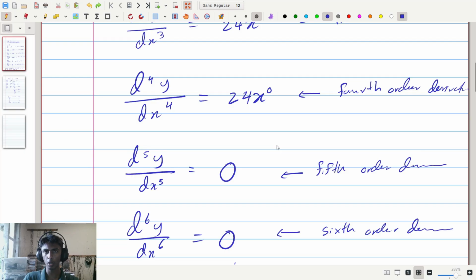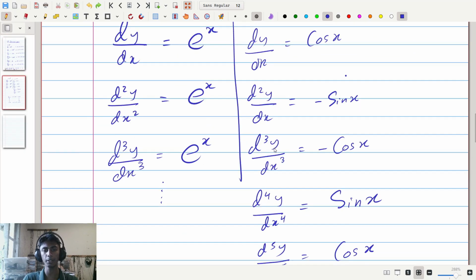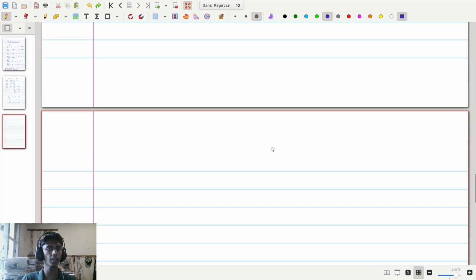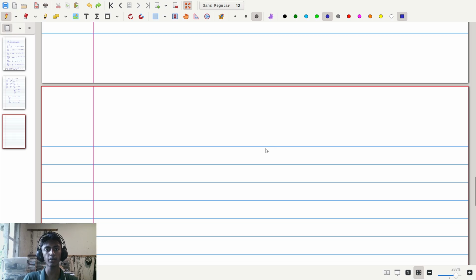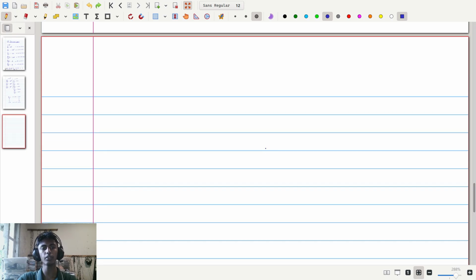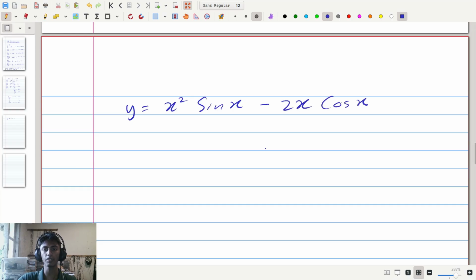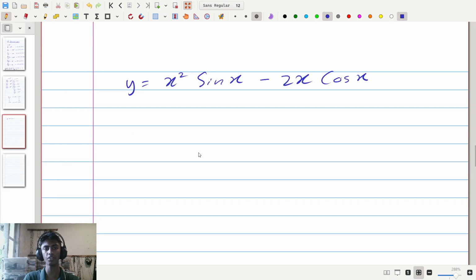That is all we have to talk about in terms of higher order derivatives. We'll just do a few examples of such and carry on to our next lesson. So let's take the example, let's say y equals x squared sine x minus 2x cosine of x. And let's take the derivative of this. We'll take the first derivative and say dy by dx is equal to.